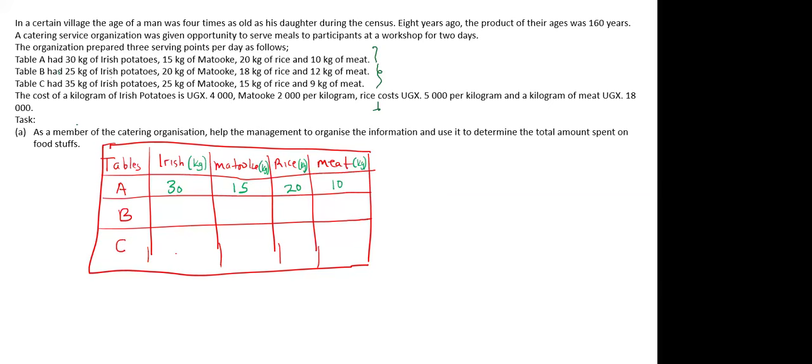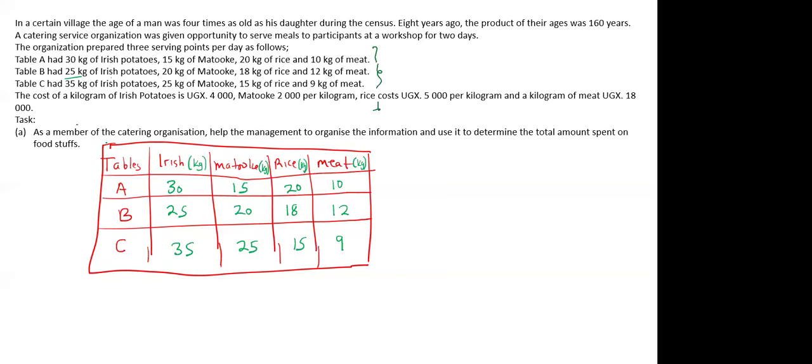Then I go to table B. I have 20. Now, when you look at table B, we have 20 kilograms of Irish. I put here 25. Matoke, we have 20. We have 18. And we have 12. Then I go to the last one. Irish, I have 35. Matoke, I have 25. Rice, I have 15. And meat, I have what? 9.